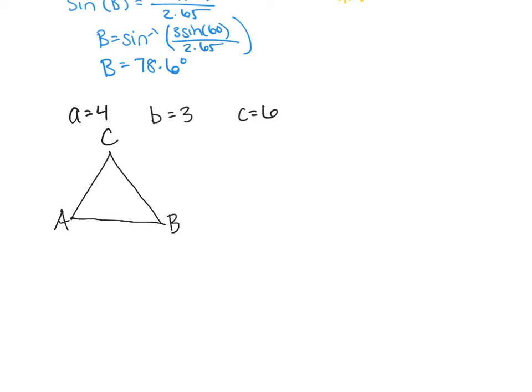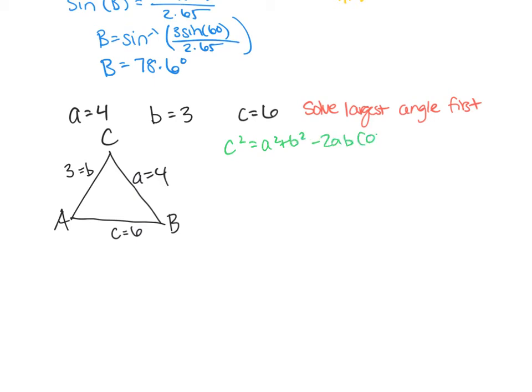But we're given all side lengths, meaning that this is going to be an example of side, side, side. Now when we're dealing with side, side, side, remember, always solve for your largest angle first. And for us, or for anyone, the largest angle is across from the largest side. So in this case, since C, or 6, is our largest side, we're going to be solving for angle C first. And again, we will be starting by using C squared is equal to A squared plus B squared minus 2AB cosine of C, because that's the equation that has angle C in it.